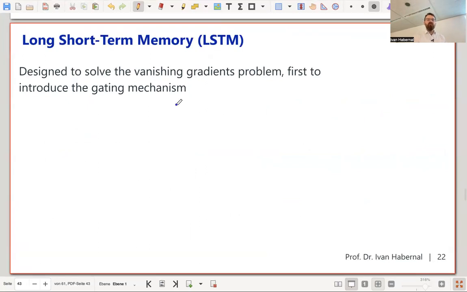So long short-term memory, LSTM, 1997, I guess. A very famous paper from Jürgen Schmidhuber, and I don't remember the second author, to be honest. Jürgen Schmidhuber is still a famous person in deep learning. And the other, I think he was an Austrian or German guy. Apologies. So a very, very famous architecture. It's been state of the art for decades.